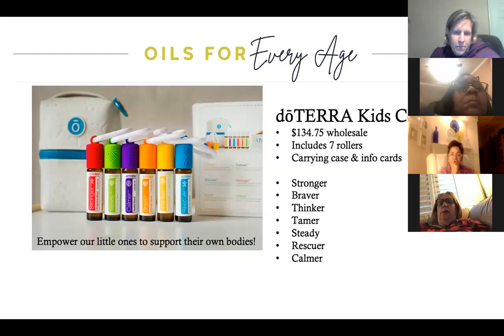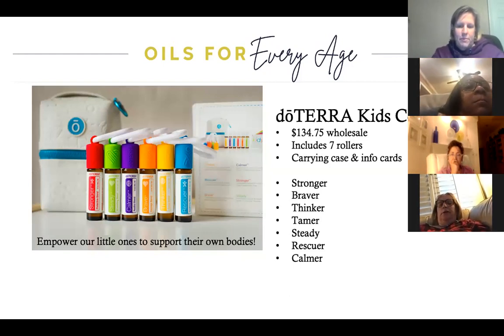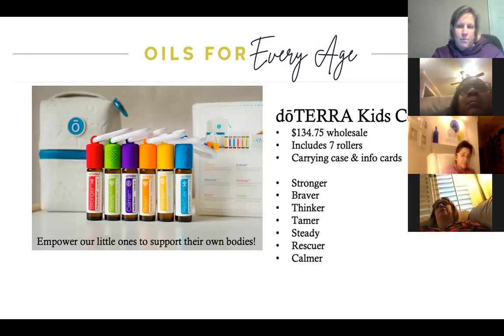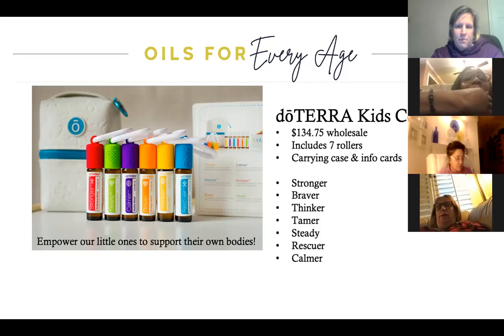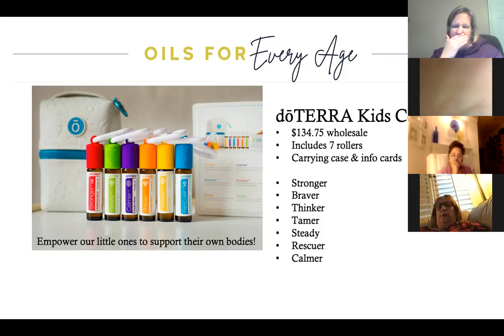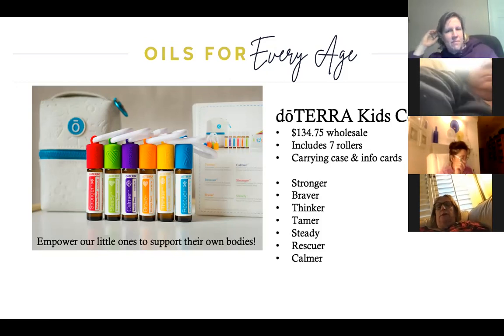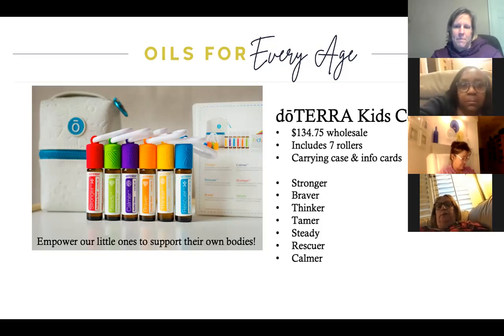So Stronger is the first one. That is the red roller. And Stronger is a combination of cedarwood, linseed, frankincense, and rose essential oil. And each of these rollers is in a base of fractionated coconut oil. Stronger would be the oil that you would reach for that immune support. Similar to an On Guard, as far as the properties, the oils are different, but those properties would be similar to what you would be getting from an immune support.